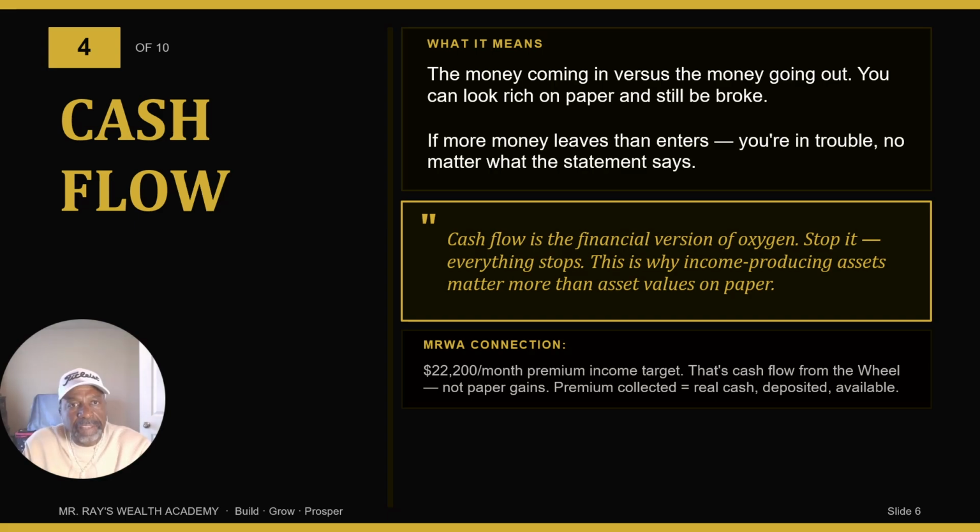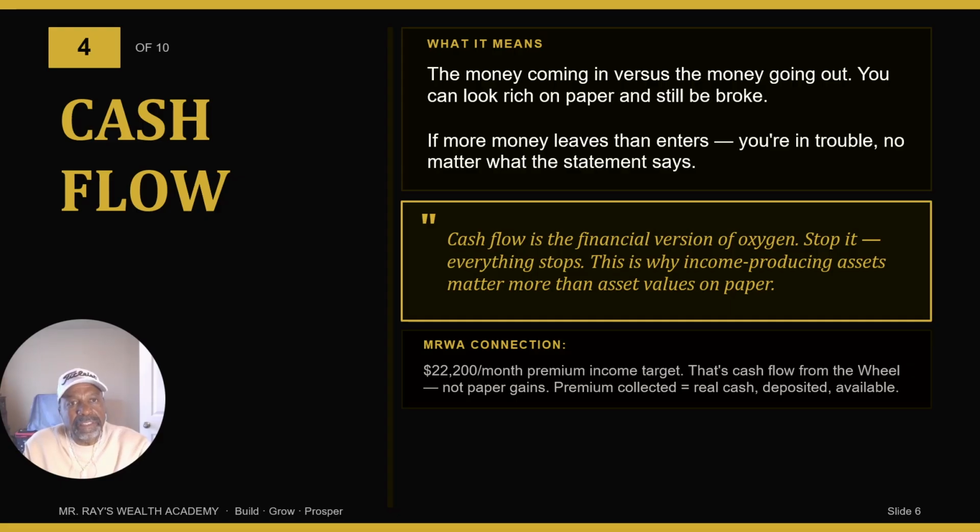All right, here's one of my favorites, cash flow, baby. Cash flow is a term that separates people who look wealthy from people who are actually wealthy. I want you to picture someone who owns a $500,000 house, drives a $60,000 car, and has $800 in their checking account. On paper, they look wealthy. On paper, they're doing well.